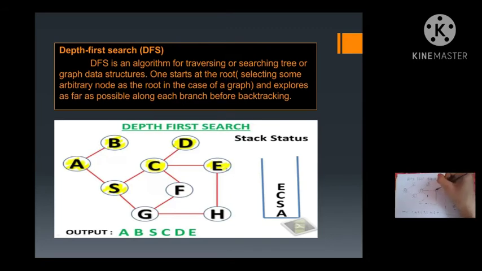Node E has an adjacent unvisited node, which is node H. Node H has an adjacent unvisited node, which is node G. We'll mark it as visited. And lastly, we proceed to our last adjacent unvisited node of node G, which is node F. Mark node F as visited. Since there is no more to visit, we remove F from our stack status and we are finished.